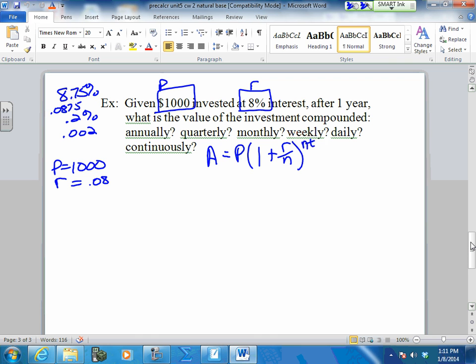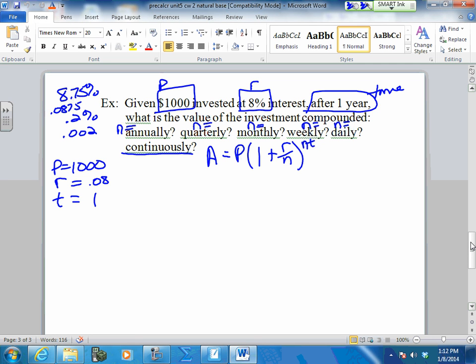So now, we come here and say after 1 year. That's the time. Very good. Time is 1 year. Now, here's your N's. Your N is annually, quarterly, monthly, weekly, daily, and then we have a special one, continuously. Anybody remember what the formula is for continuously? Look at your sheet real fast. P-E-R-T, PERT. Good. PERT is all by itself.